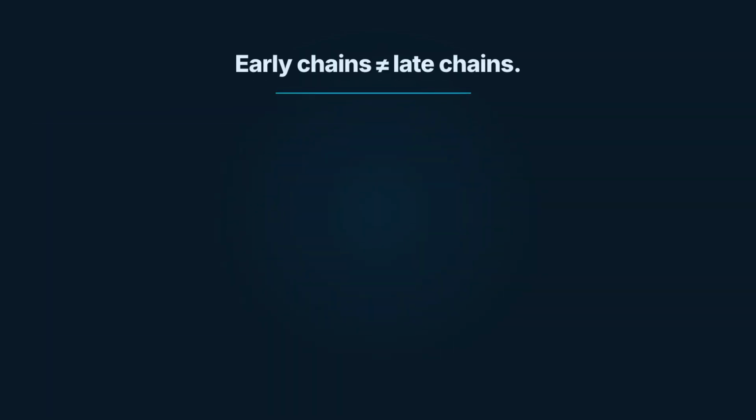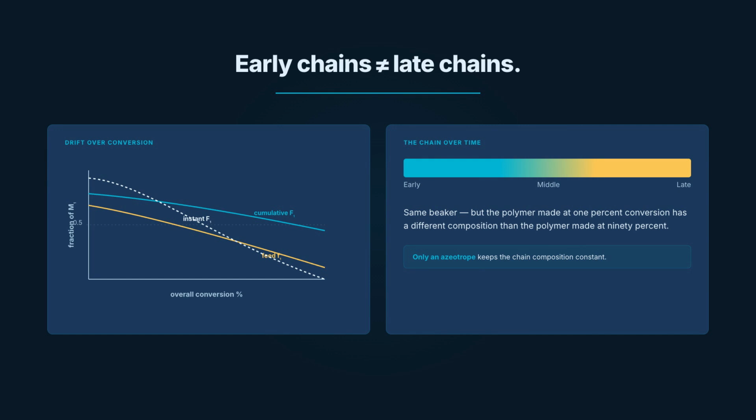If the feed composition does not match the polymer composition, the feed drifts during the reaction. The faster monomer depletes first. Early chains have one composition. Late chains have another. The result is a mixture that looks like a single polymer but is really a gradient of compositions. Only at an azeotrope does the chain composition stay constant from start to finish.